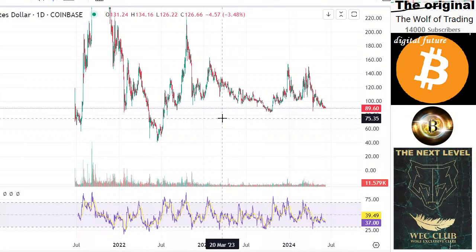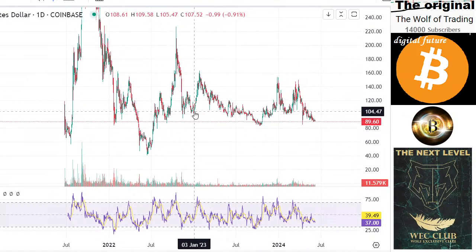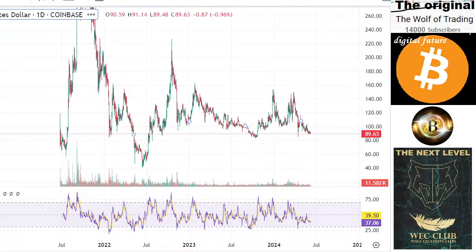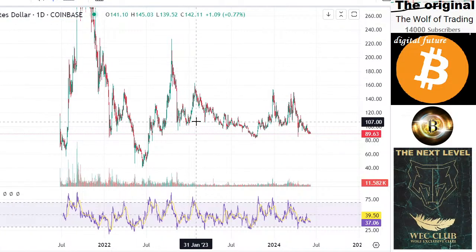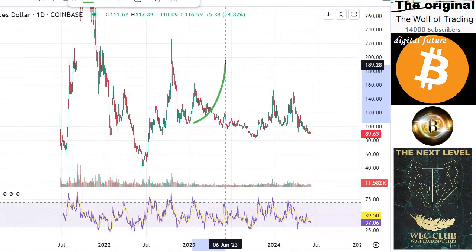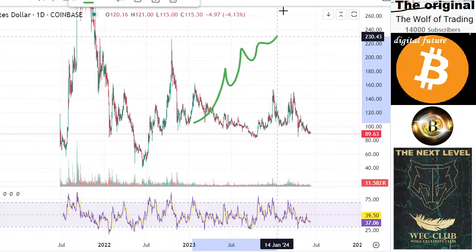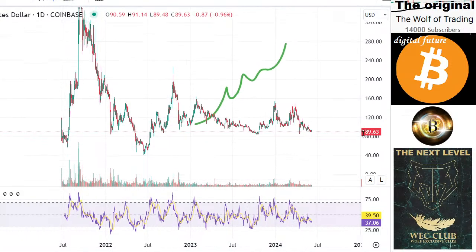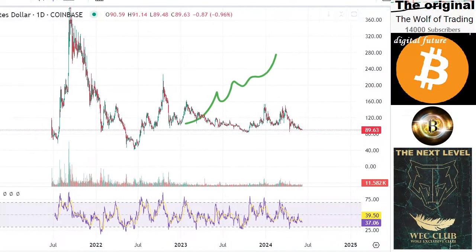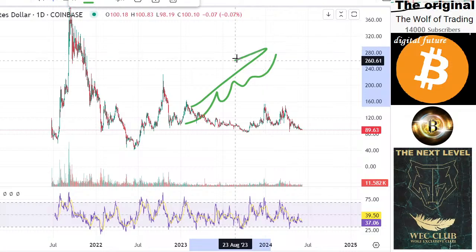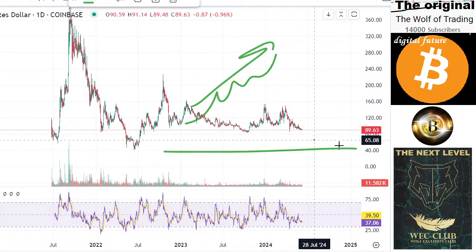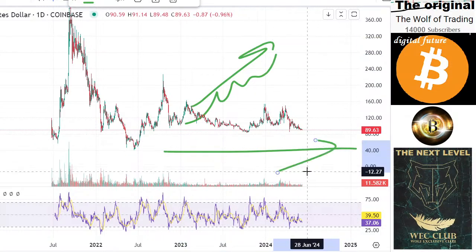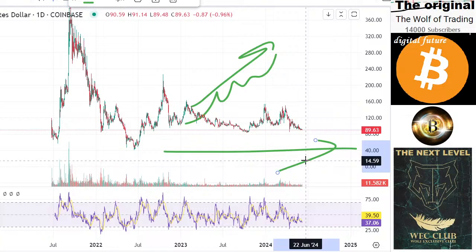Normally we have to start the uptrend from here. Look here. A good uptrend looks like this. But you can see what happens. They manipulate this uptrend here to the right. And that's the danger. You wait and nothing is happening.